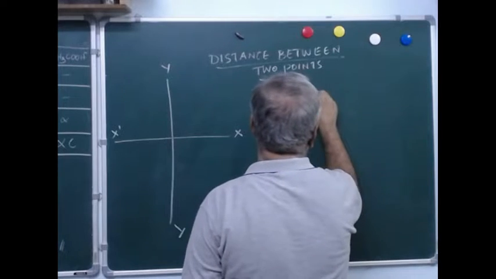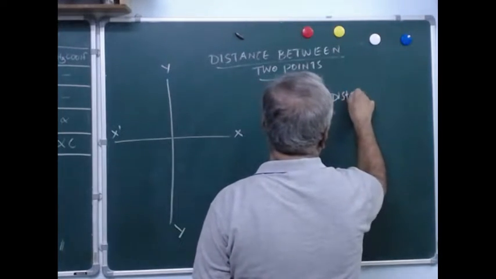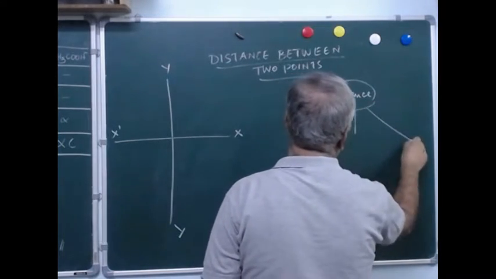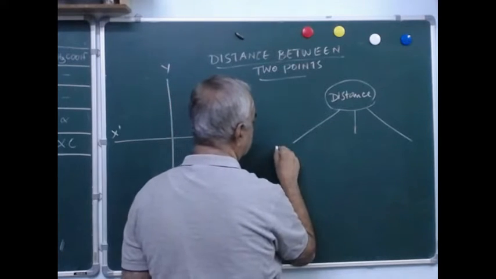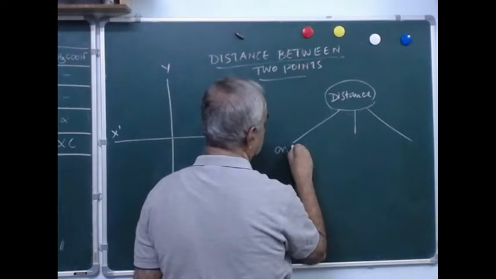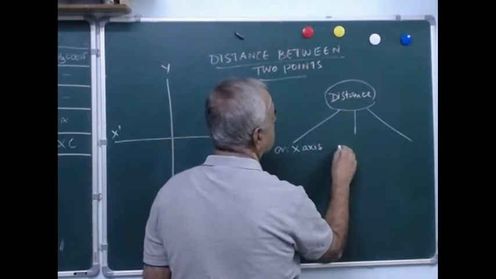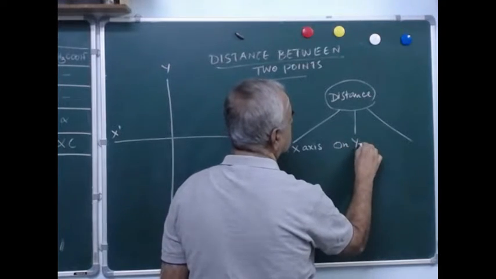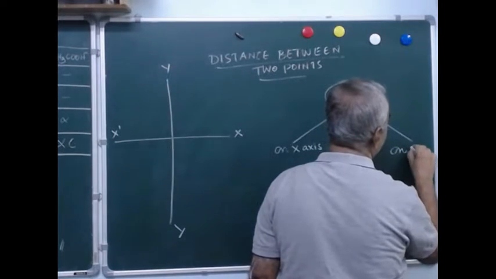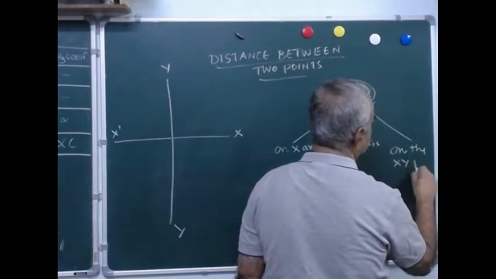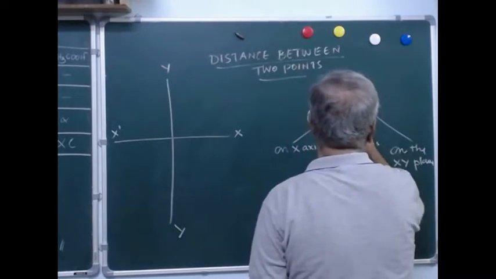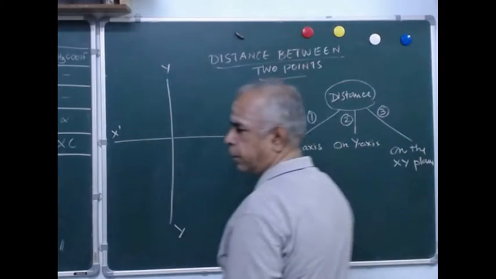So this distance between two points can be analyzed in three ways. One is the distance between two points on the x-axis. Similarly on the y-axis. And this is on the xy plane, that is the Cartesian plane. Got it? So likewise, we will explain in three aspects.